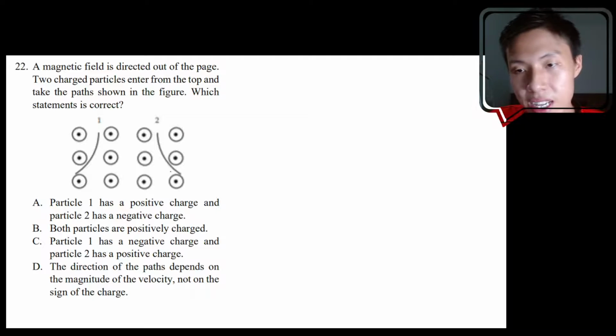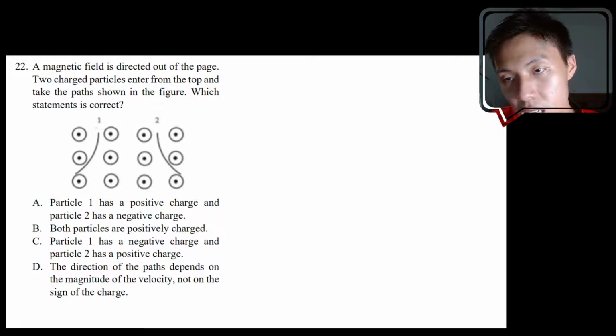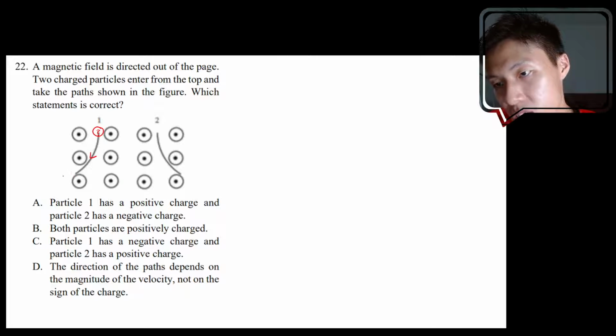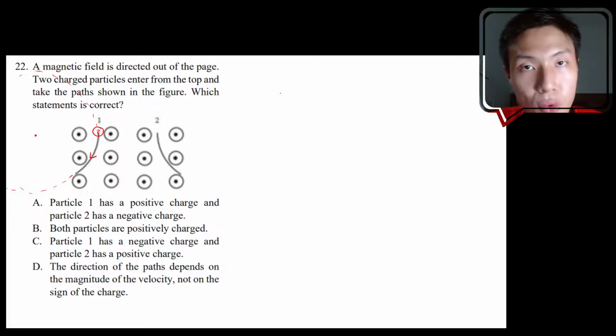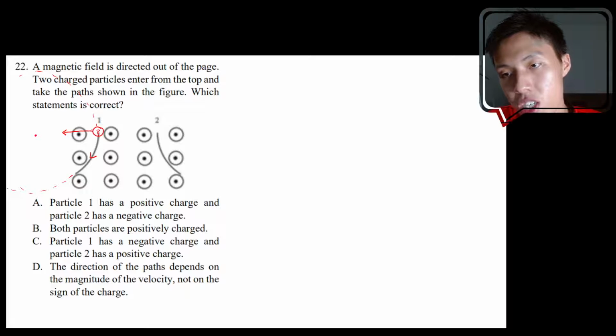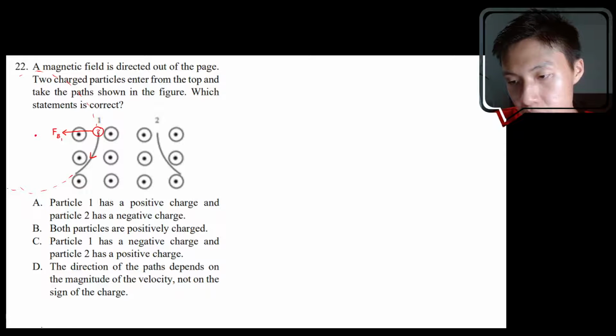So the idea is like this. If you have a charge entering the magnetic field and it shows a path that is curving in this direction, then you know that if there's a large region of magnetic field, you trace out a circle like this. The centripetal force should always point towards the center of the circle. Therefore, you should expect the magnetic force on this charge to be pointing to the right. FB1.